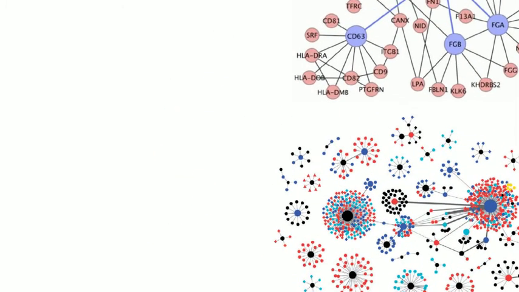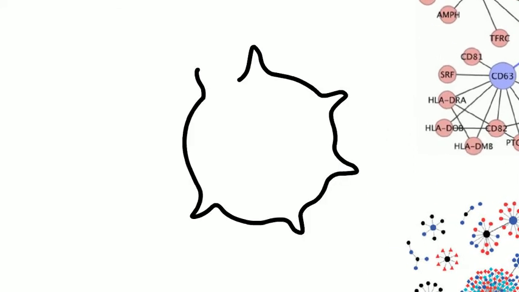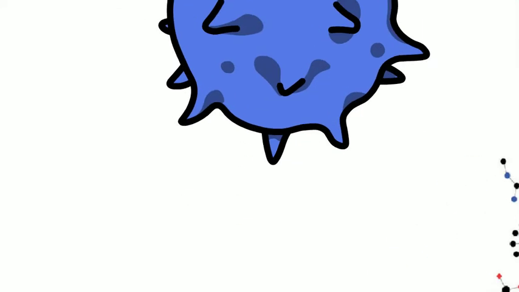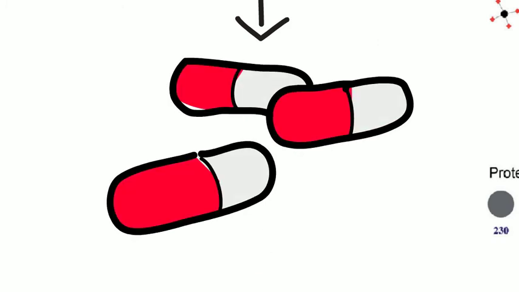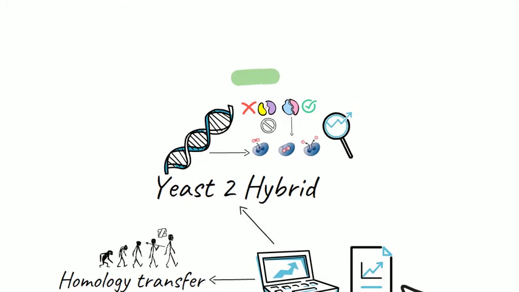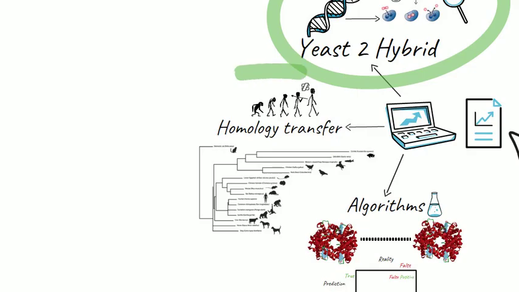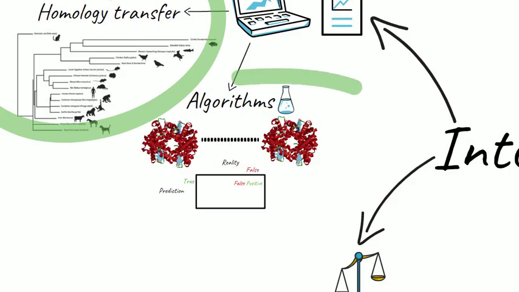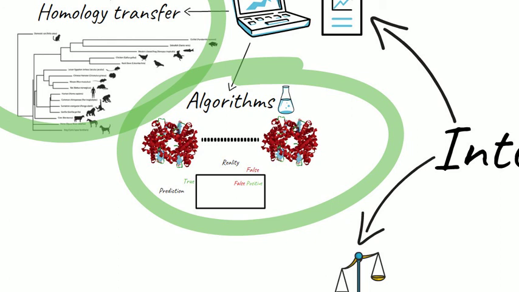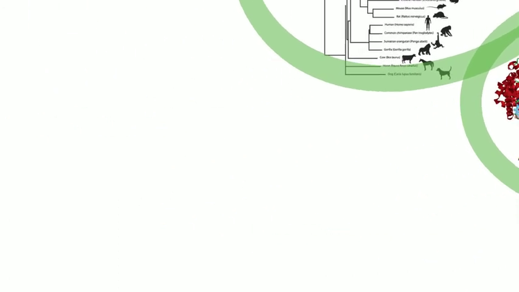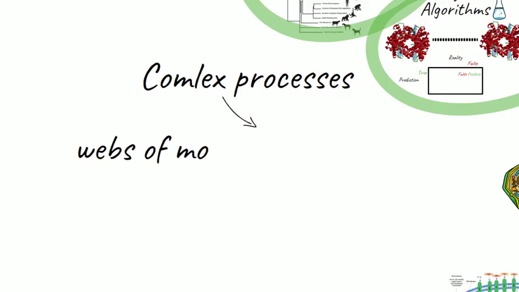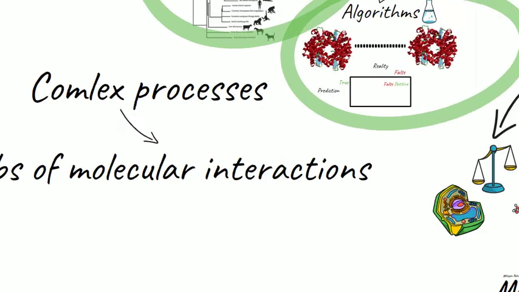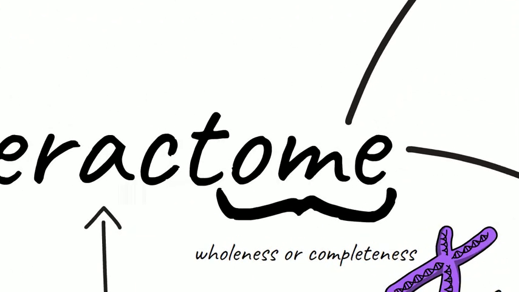These interactomes are important for studying how the pathways that lead to various diseases interact, which allows researchers to identify targets for drugs and therapies. The use of the yeast-2 hybrid model, homology transfer, algorithms, and digital models allow for the study of these networks. Interactomes summarize complex processes into webs of molecular interactions, and we just summarized interactomes, creating the world's first Interact TMM.